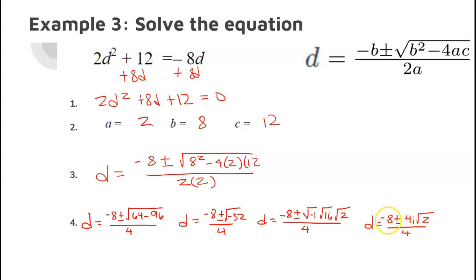We can also further simplify. Our 8 and 4 and our 4 and 4 will reduce. So we'll have d is equal to -2 plus or minus i times the square root of 2. And that is a complex solution.